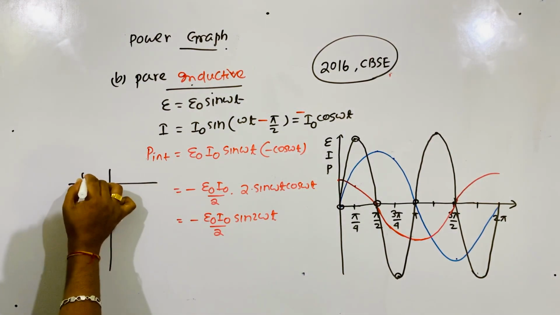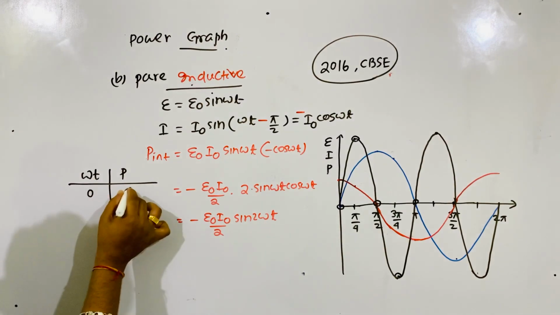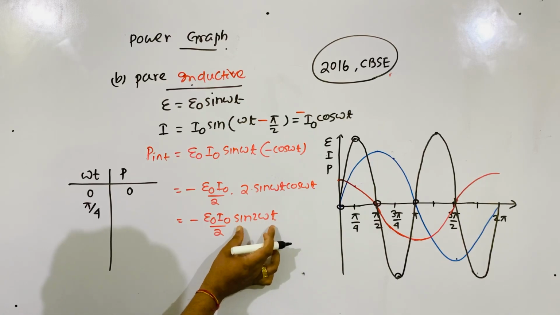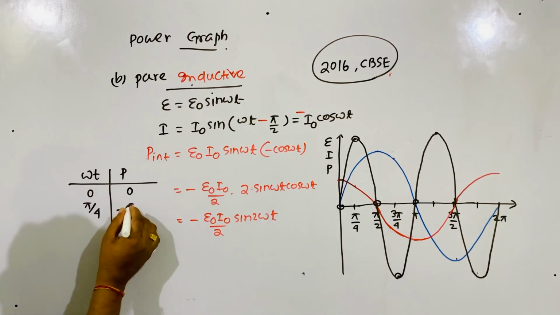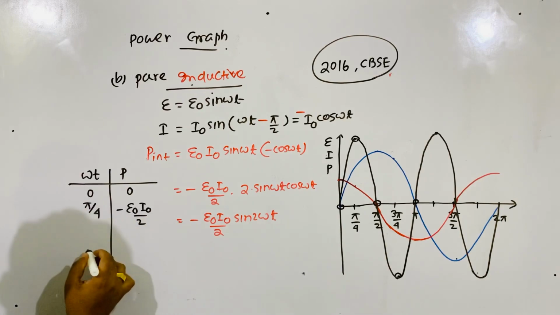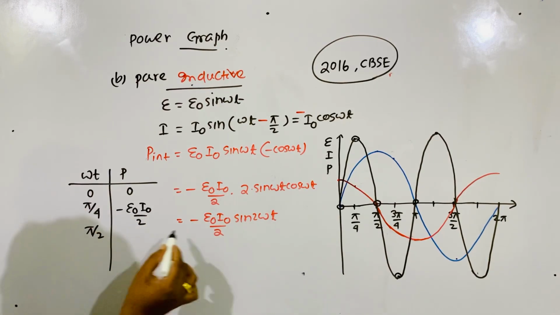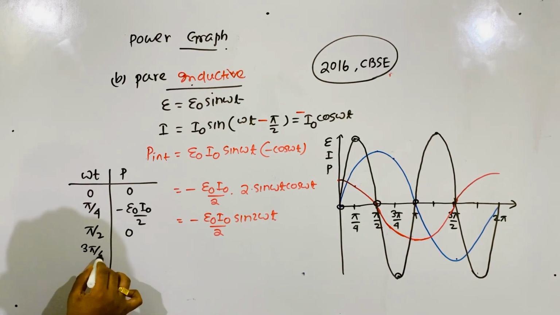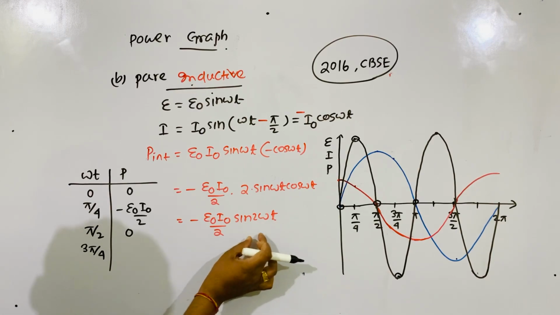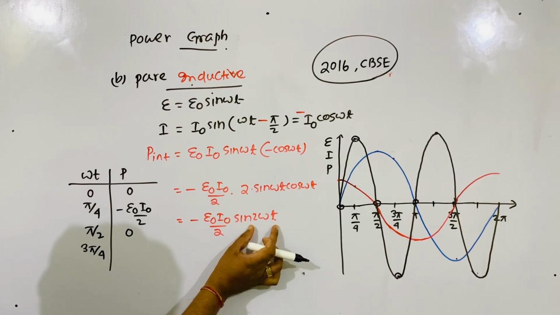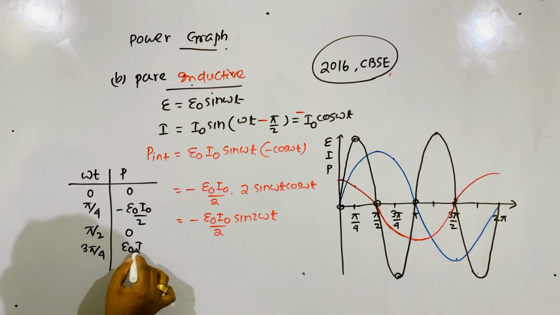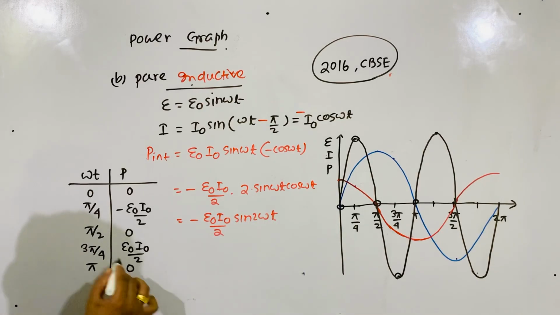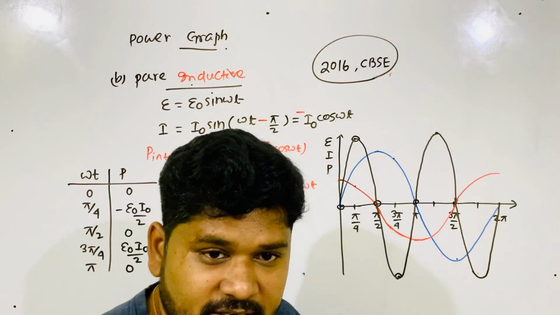We'll make the table. Omega t and power: 0, 0, then pi by 4, this becomes pi by 2, so it's 1, but minus is there, so minus E naught, I naught by 2. Then pi by 2 gives pi, so it is 0. Then 3 pi by 4 becomes 3 pi by 2, so minus 1 is plus, so it comes E naught, I naught by 2. Then pi, then 2 pi, this is 0. So we're getting the table now.